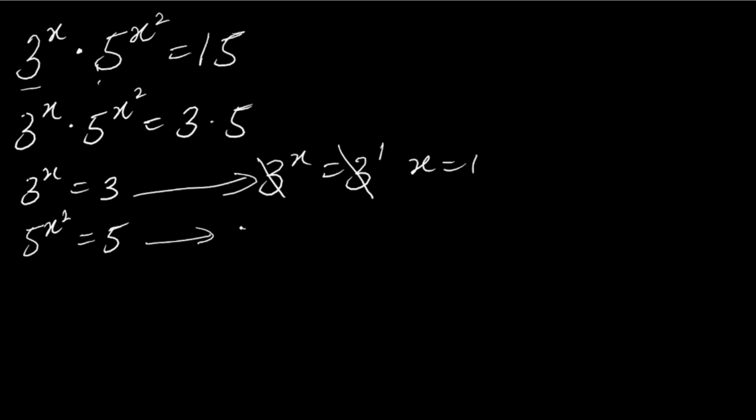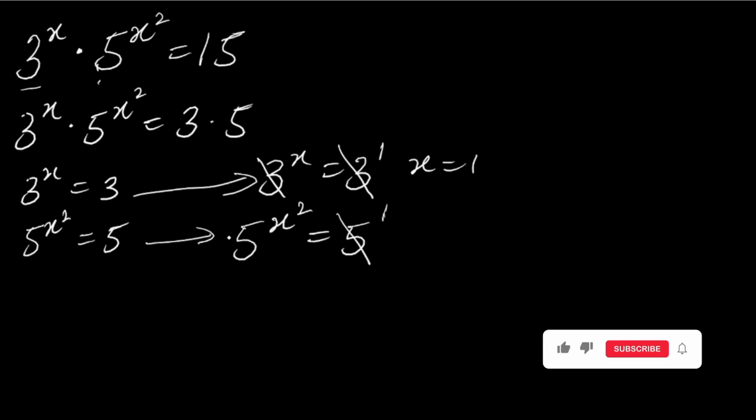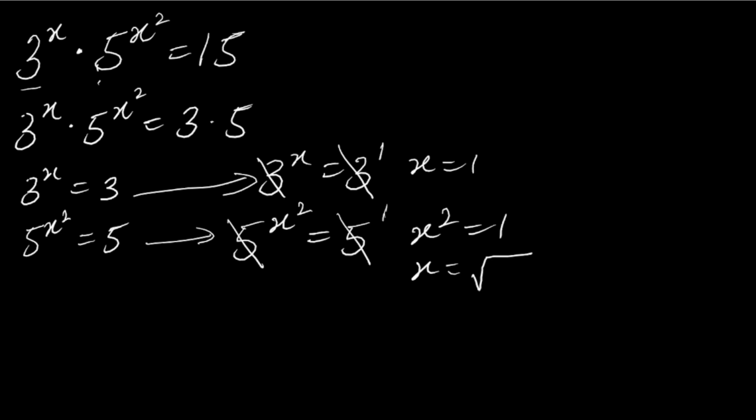When it comes to this as well, this is 5 raised to the power of x squared being equal to 5 raised to the power of 1. That is, the 5 is cancelling the 5. So we have x squared being equal to 1. Now taking the square root of both sides, this should be 1, that is plus or minus 1. Okay, that is x is equal to what? Plus or minus 1.